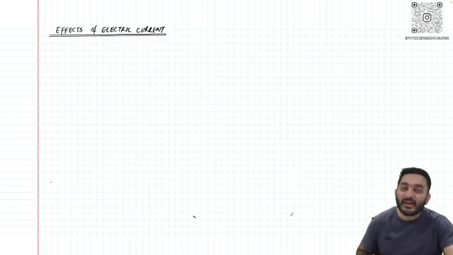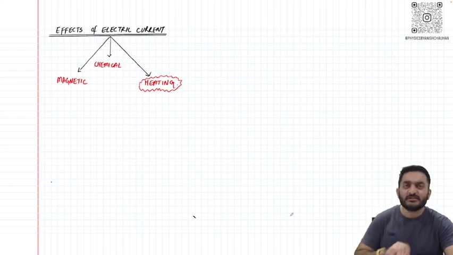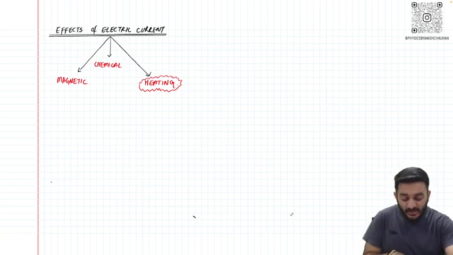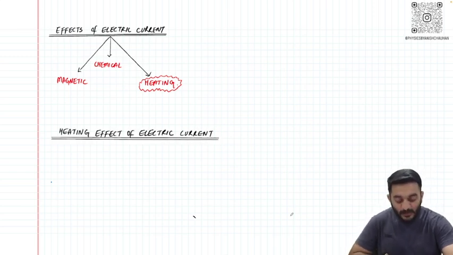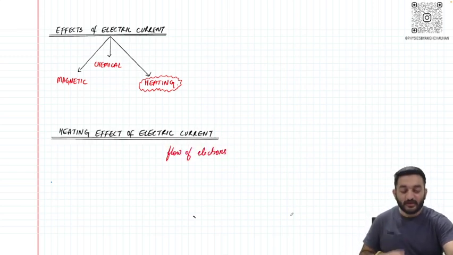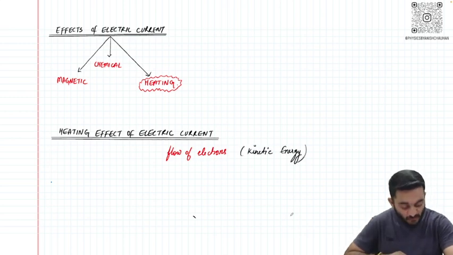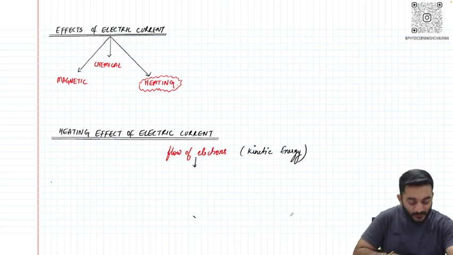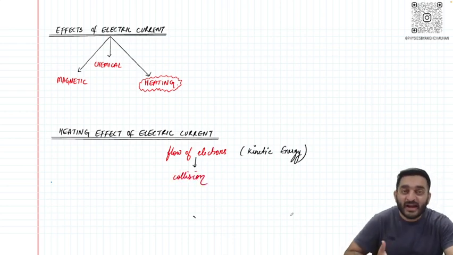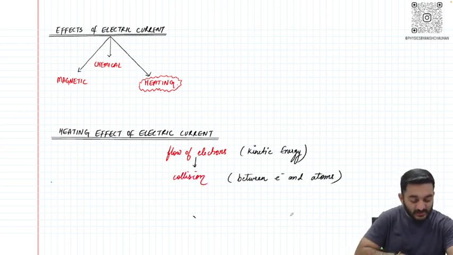Now we'll go to the next part, which is the effect of electric current. Definitely there are various effects of electric current. One is magnetic, which you are going to see in the next chapter. Chemical, you might learn in chemistry, but here the one particular effect in which we are interested is heating. Now how exactly can this heating effect of electric current be seen? We know that because of the flow of current, the electrons are going to have some kinetic energy, and these electrons are going to collide with the number of atoms present in a material.